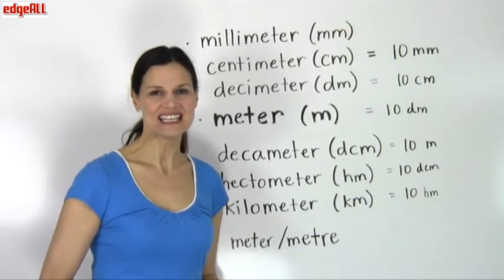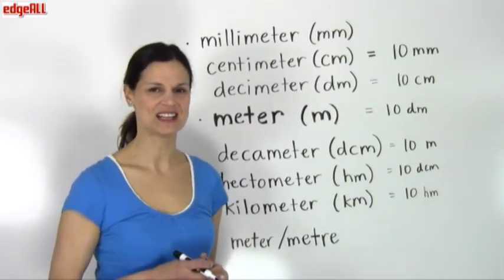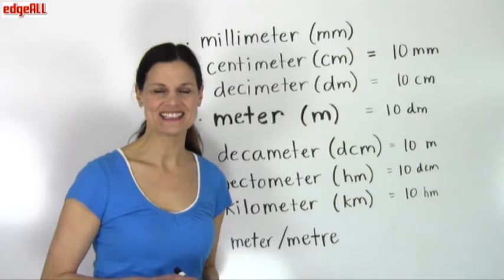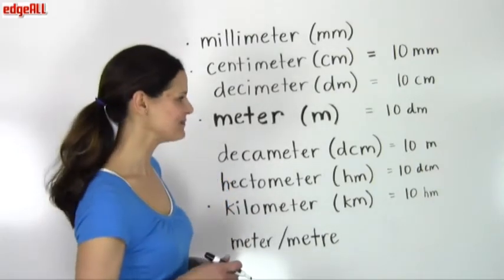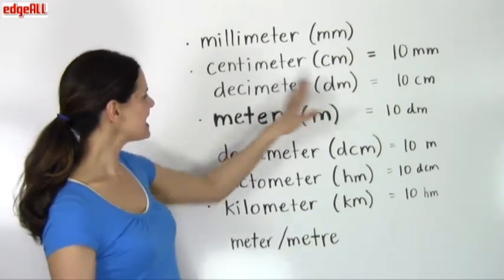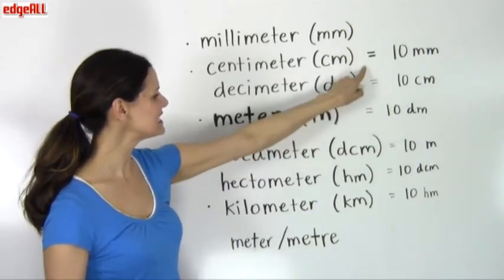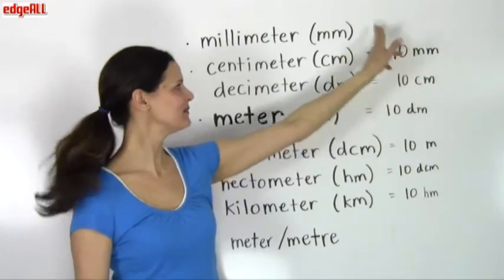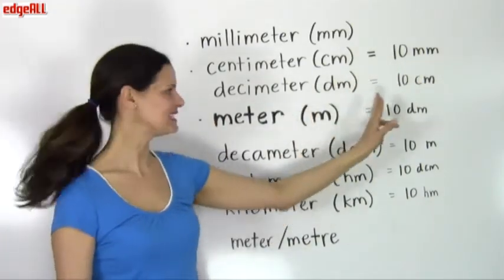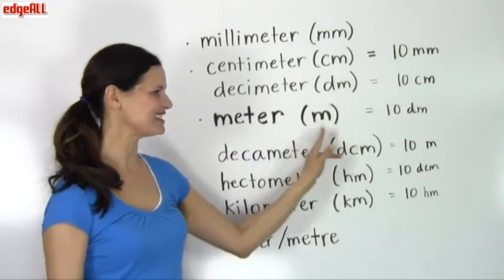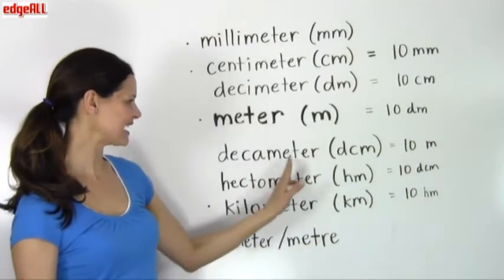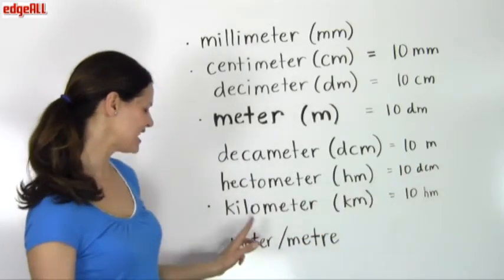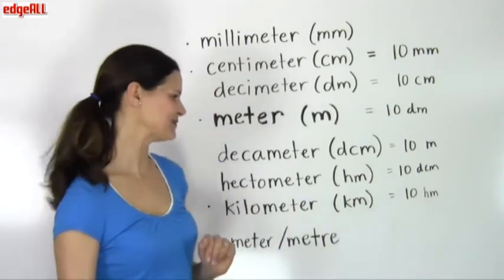Just like a foot is equal to 12 inches, and that's the relationship between those, these all are related to each other as well. But they're related in a little simpler way. They're all multiples of 10. And so what we can see here is that each bigger unit is always 10 times the immediate smaller unit. So a centimeter is equal to 10 millimeters. A decimeter is equal to 10 centimeters. A meter is equal to 10 decimeters. Decameter is equal to 10 meters. Hectometer is equal to 10 decameters. And a kilometer is equal to 10 hectometers.